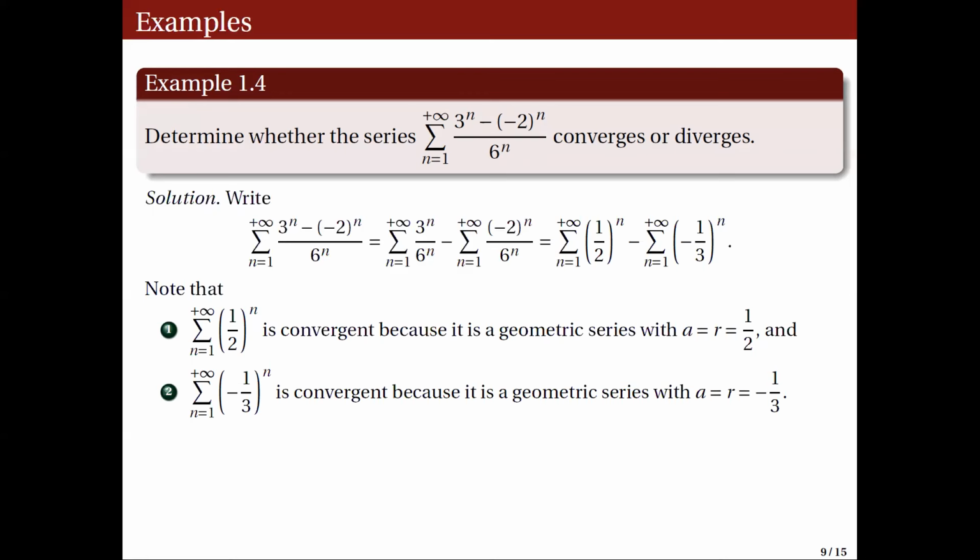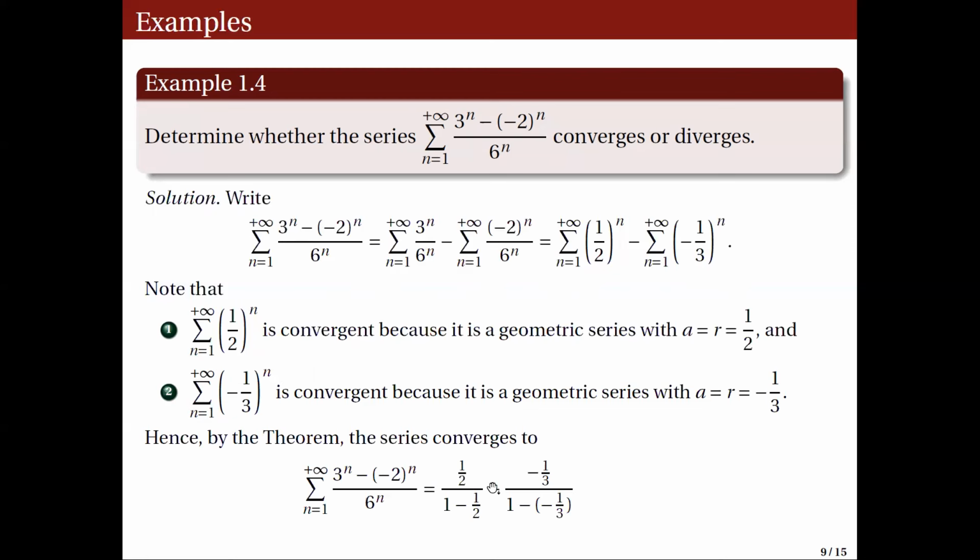And therefore, the absolute value of negative 1/3 is less than 1. So as you can see, we have a series which can be written as a difference of two convergent series. So therefore, by our theorem, the series converges to the following. So we have the given series here, and again, this is equal to the difference of the two convergent series.